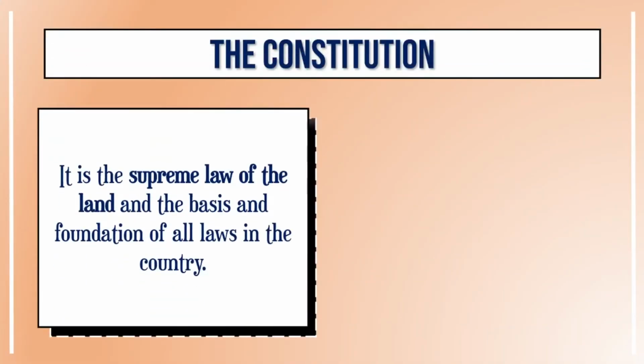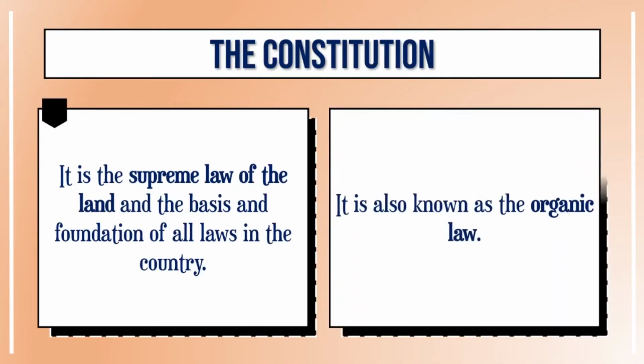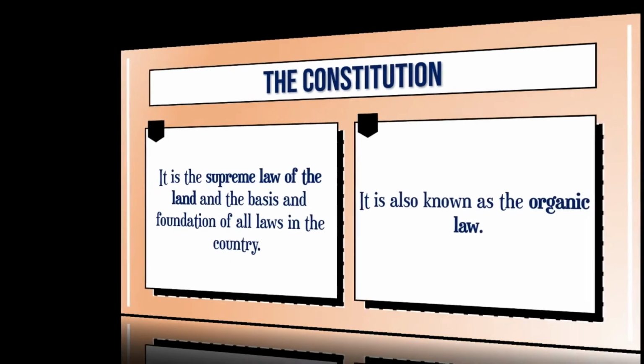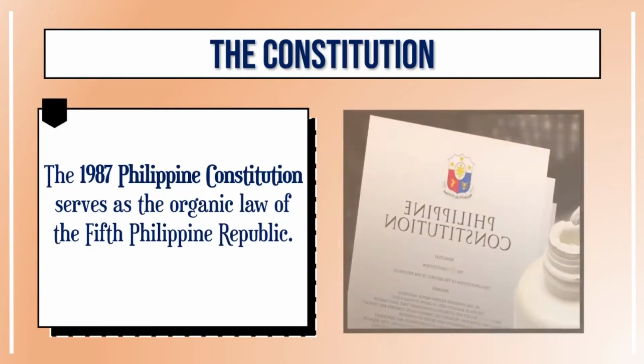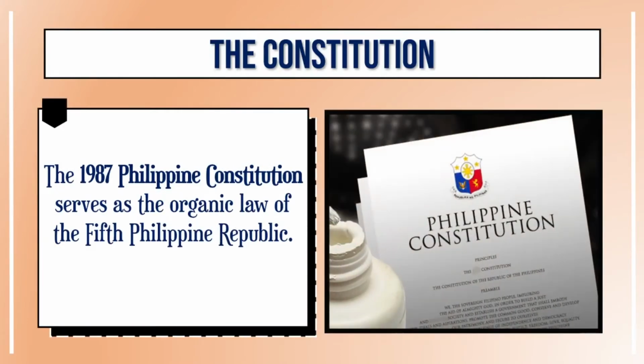The Constitution. It is the supreme law of the land, and the basis and foundation of all laws in the country. It is also known as the organic law. An organic law is a law that describes and organizes the government that will run the state. Therefore, the 1987 Philippine Constitution serves as the organic law of the Fifth Philippine Republic.